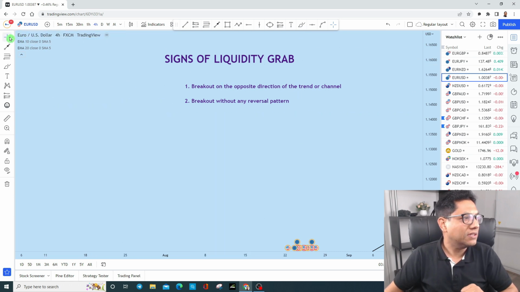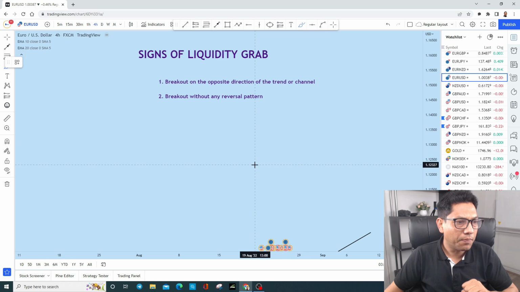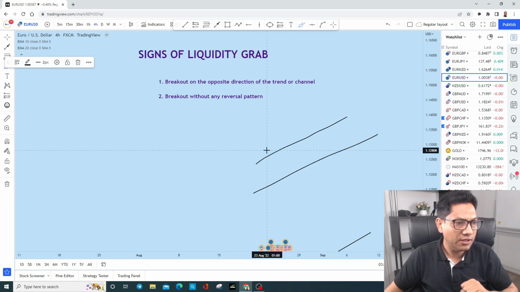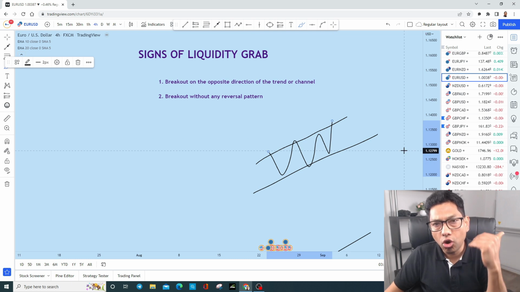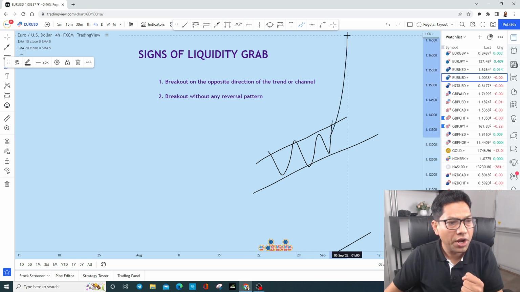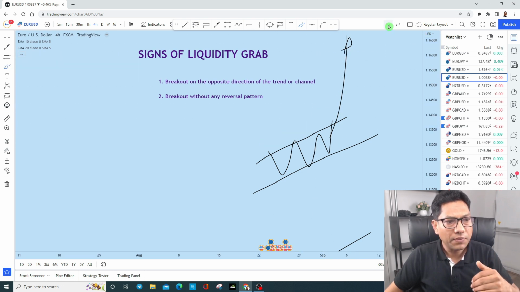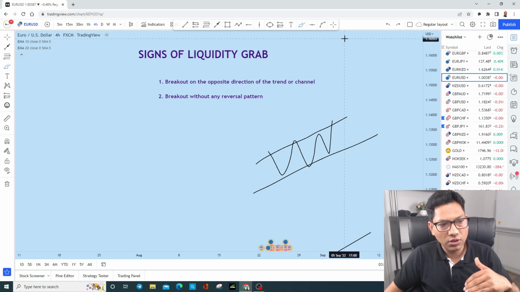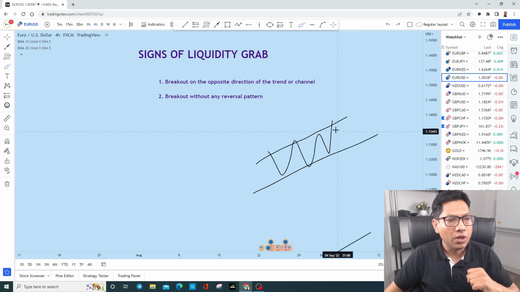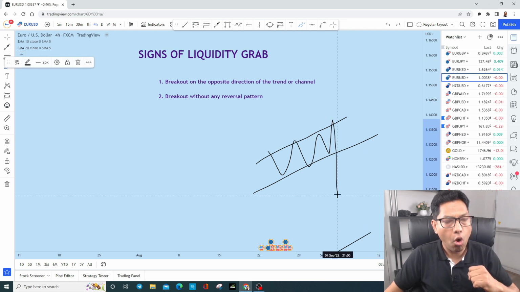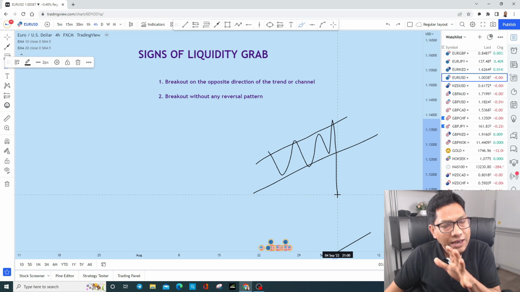So what do I mean by this? Let's say the price was moving along this channel, creating a series of higher high and higher low. As a rule of thumb, the price should break out in the direction of the trend, because it's an uptrend. But suddenly, if you see that the price has broken in the opposite direction of the trend without any warning, with a bigger candle, that could be a sign of liquidity gap, not confirmed yet, you need to wait.